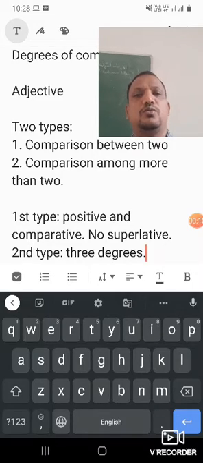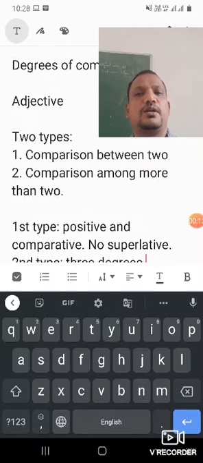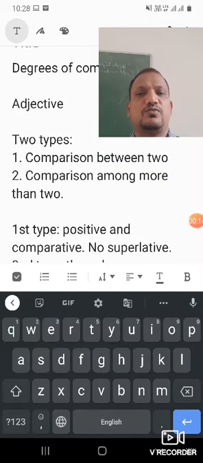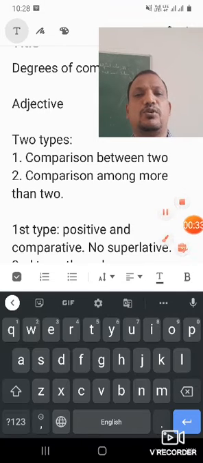So, in order to compare the subject with two or more other objects or other subjects, we can use degrees of comparison. Adjective is the part of speech which is used for degrees of comparison. Other than adjective, we cannot use any other parts of speech for comparison.